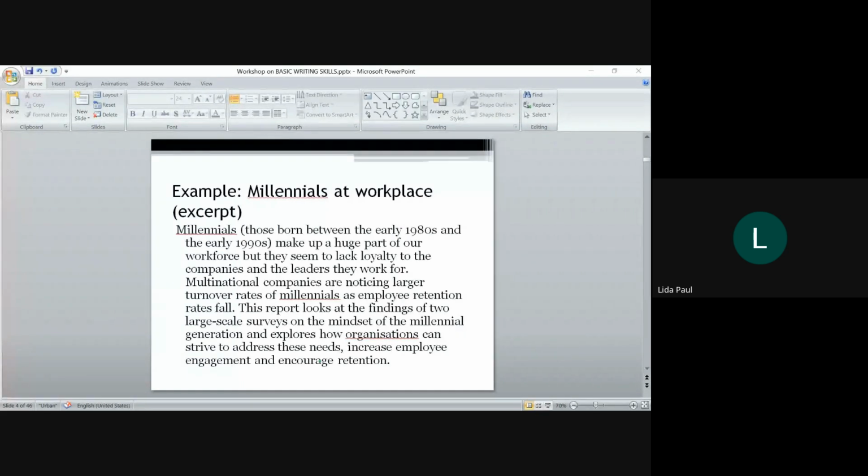So you have millennials, those born between the early 1980s and the early 1990s make up a huge part of our workforce, but they seem to lack loyalty to the companies and the leaders they work for. Multinational companies are noticing larger turnover rates of millennials as employee retention rates fall. This report looks at the findings of two large-scale surveys on the mindset of the millennial generation and explores how organizations can strive to address these needs, increase employee engagement, and encourage retention.